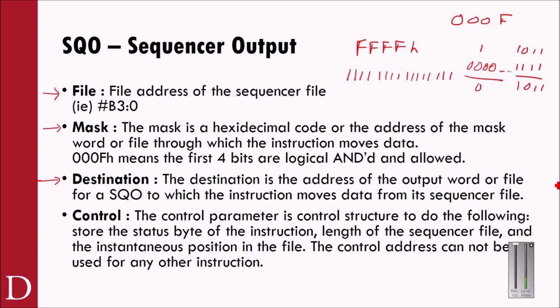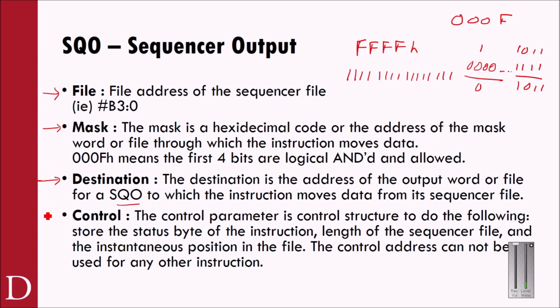The destination is the address of the output word or file that the sequencer output is going to move data from its sequencer file into. In our case, we're going to use an output file, an output word, so we can actually watch these things turn on lights or something like that.